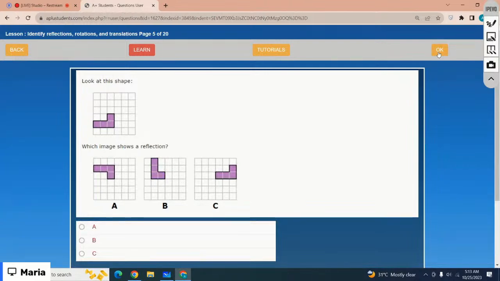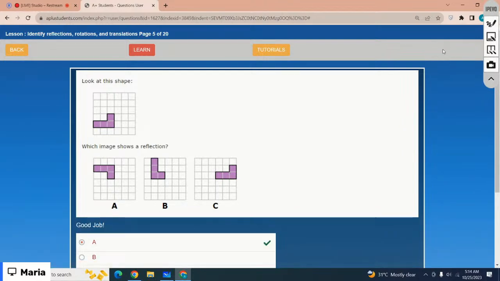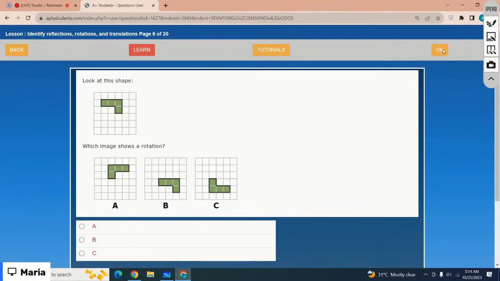Okay, look at this shape. Which image shows a reflection? Which is the correct option? A, B, C. Reflection is very good. A is the reflection, right? Okay, look at this shape. Which image shows a rotation?